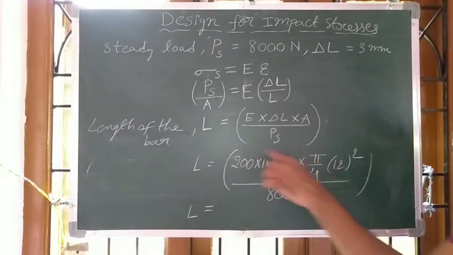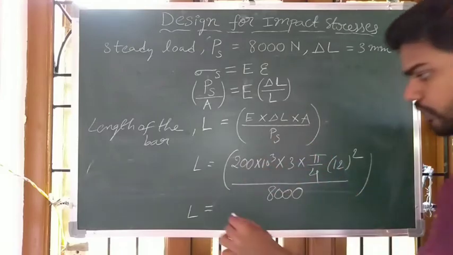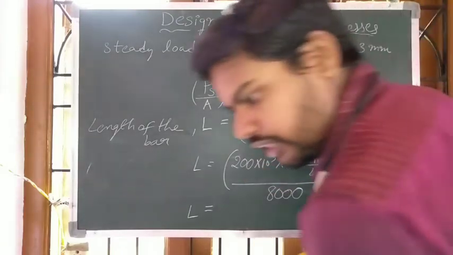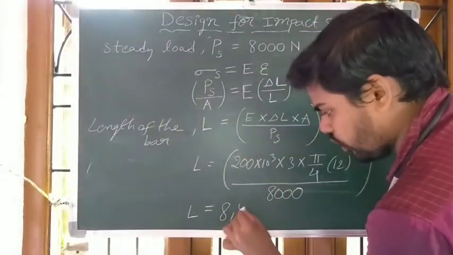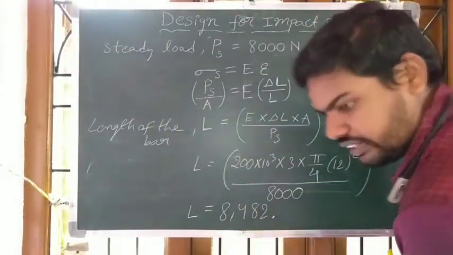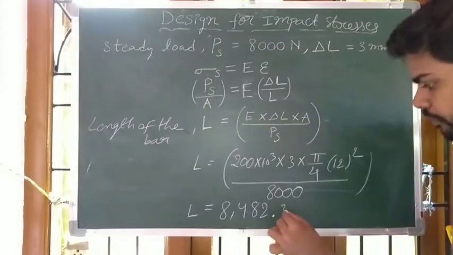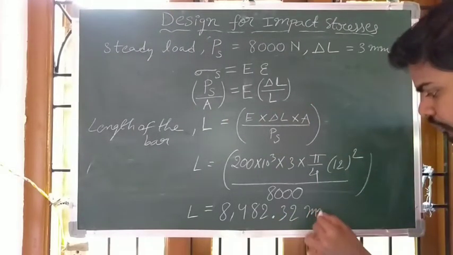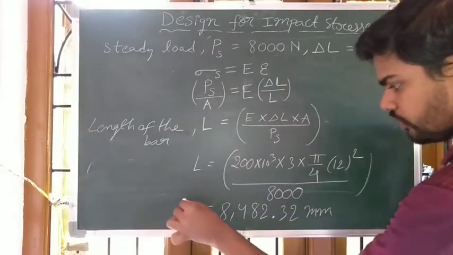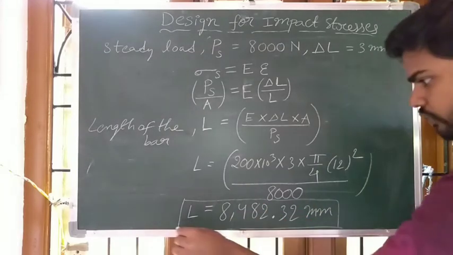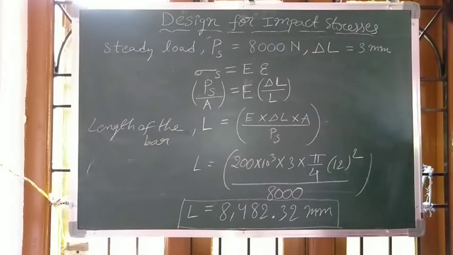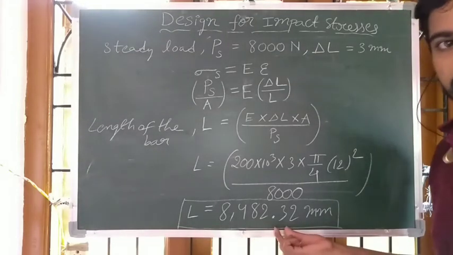After solving this expression, the length of the bar we get is L equal to 8482.32 mm. So you will get this value for the length of the bar. Now we can calculate the impact stress.